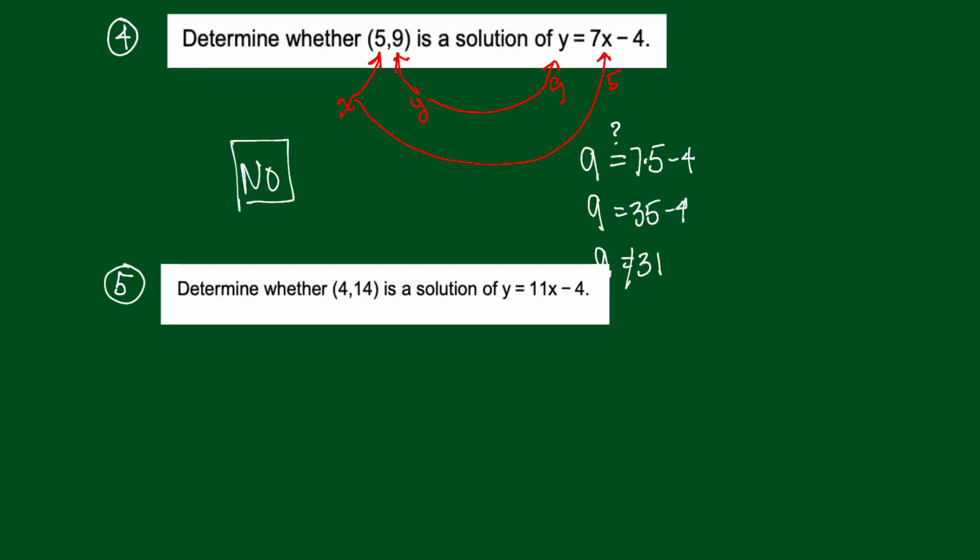So what do we think here in number 5? Is (4, 14) a solution to this equation? So the x value here is going to be a 4, so I'll put a 4 in here, and the y value is going to be a 14, right? So if I put a 14 in here and a 4 in here, this is going to give us that 14 equals, I'll put a question mark because I don't know yet, 11 times 4 minus 4. 14, is that equal to 44 minus 4? 14 equal to 40? No, not equal. So I'm going to say no. This is not a solution.